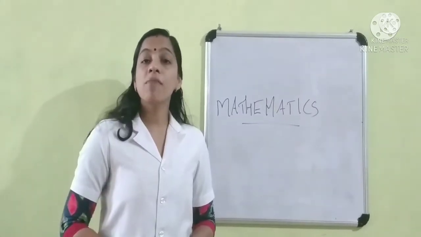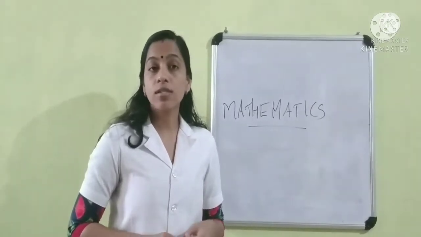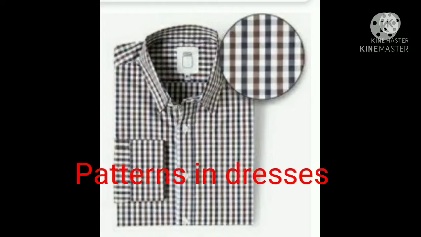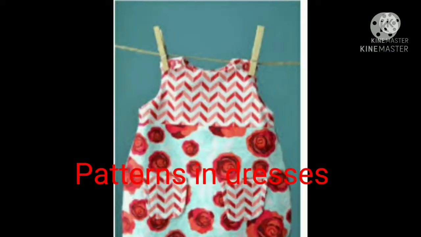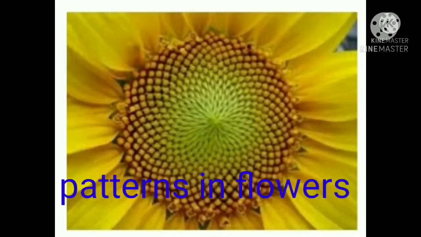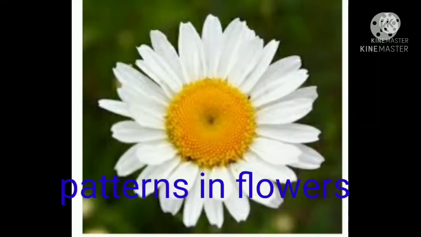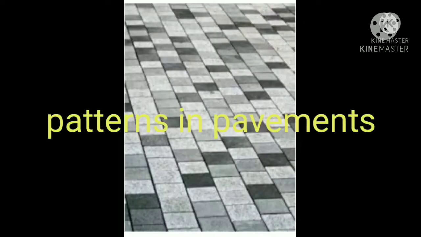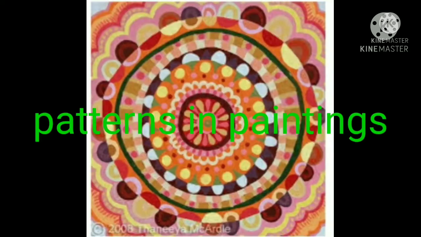We all must have seen different kinds of patterns in our daily life, like on clothes, bed sheets, paintings, pavements, etc. Children, you can find different patterns around you. Here are some more patterns you can see around you, like patterns in dresses, flowers, pavements, paintings, etc. So, patterns are created when figures, shapes, objects, etc. are arranged in a particular order and repeated over and over again.